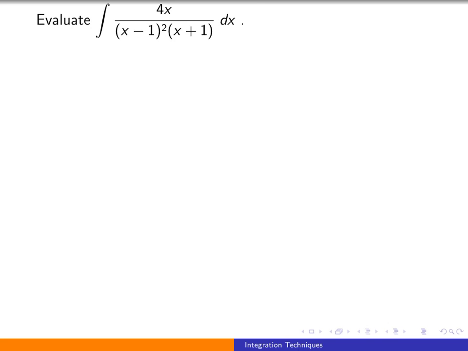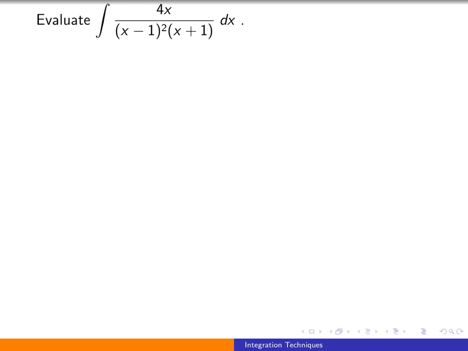In this example, we will anti-differentiate the function 4x divided by (x minus 1) squared times (x plus 1). Now, since the integrand is a proper rational function, our first step in terms of evaluating the antiderivative will be to write out the partial fraction decomposition, and then once we solve for the constants, to go ahead and anti-differentiate.